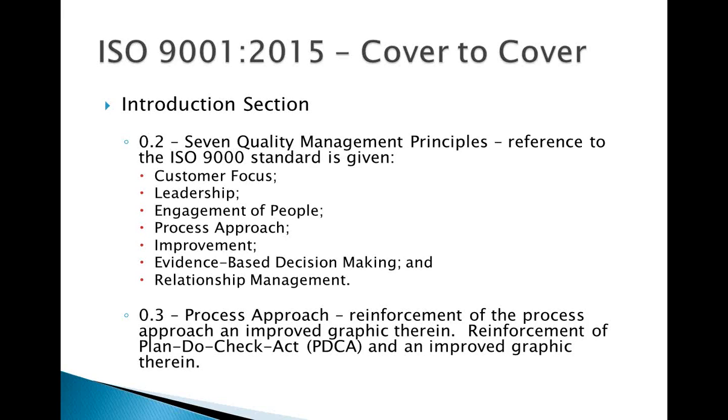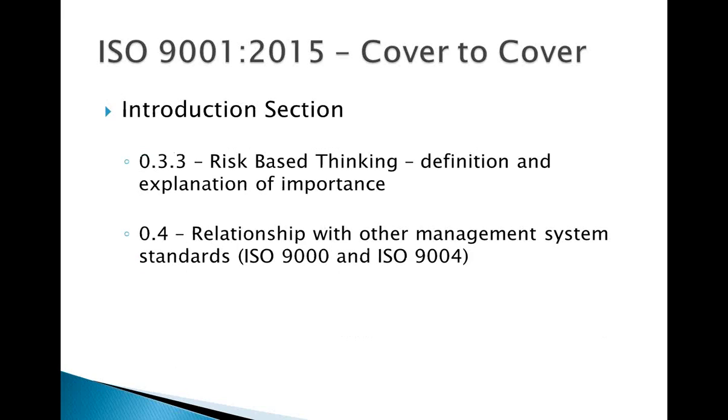Section 0.3 is called process approach. There's a reinforcing of the process approach and an improved graphic as well. It does talk about the correlation between process approach, plan, do, check, act, and the sections of the standard. Section 0.3 is the first of 2 key sections that talk about risk-based thinking and explain the importance of the idea. In section 0.4, we have a discussion of the relationship between ISO 9001 and its related standards, 9000 and 9004.